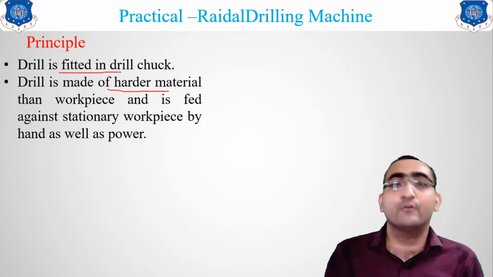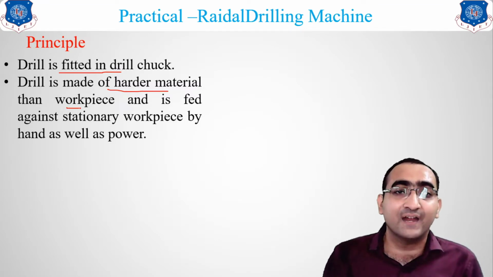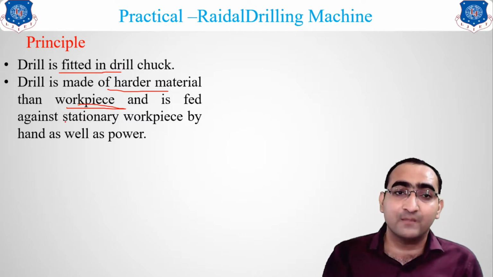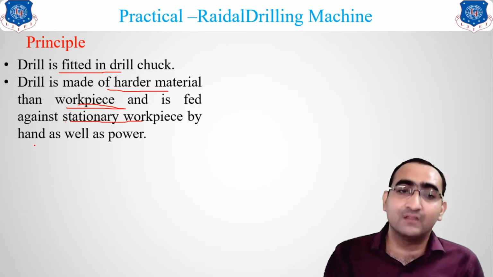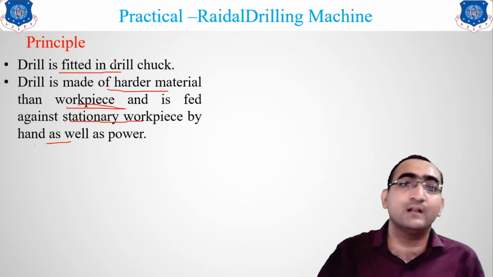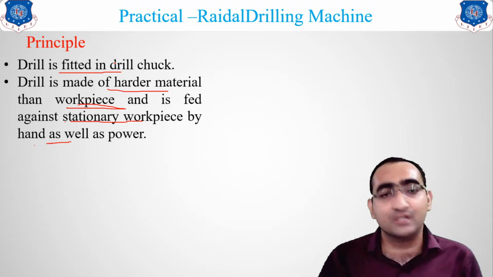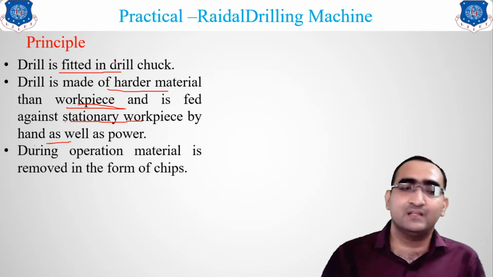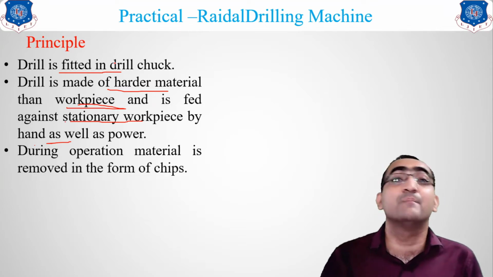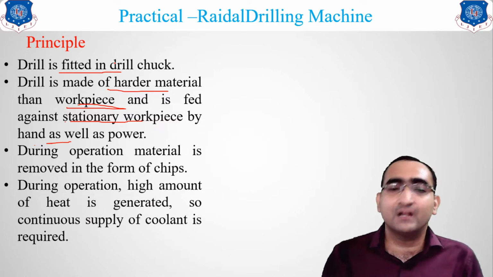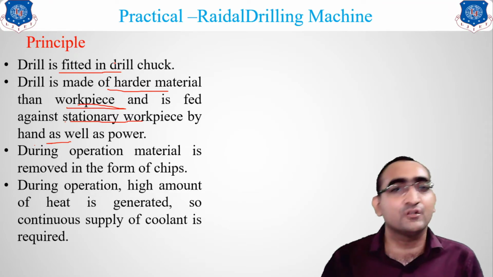The drill, made of the harder material, is fed against the workpiece, which is stationary. With the help of the hand or power, we can move the drill towards the workpiece. Whenever it touches, during the operation the material is removed in the form of chips. As friction is generated, a high amount of heat is also generated.